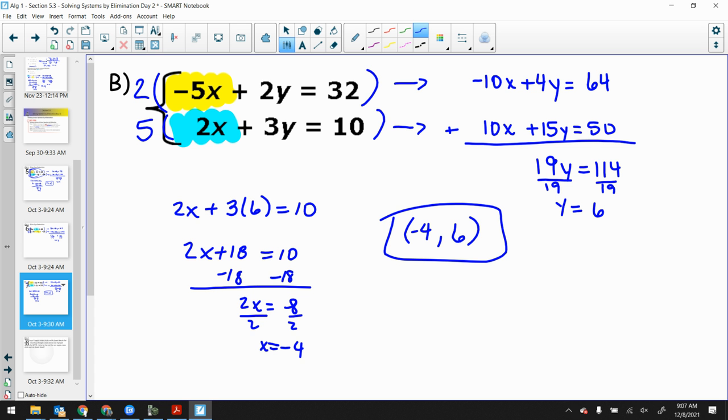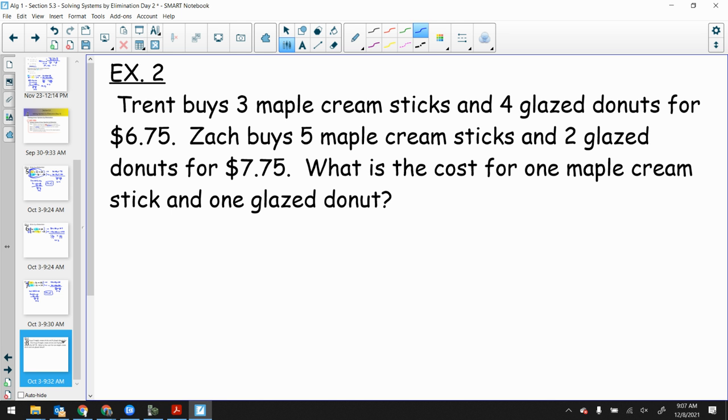Okay. All right, last problem here, word problem. We got donuts. We've got cream sticks and glazed donuts, and we've got two people. I've got two orders. Trent buys 3 cream sticks and 4 glazed for $6.75. Zach buys 5 cream sticks and 2 glazed donuts for $7.75. What we're going to look for is, how much does each donut actually cost? Maybe they didn't give our receipts back to us, but then somebody was like, well, how much was a cream stick?